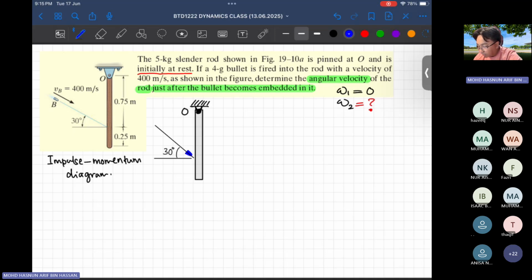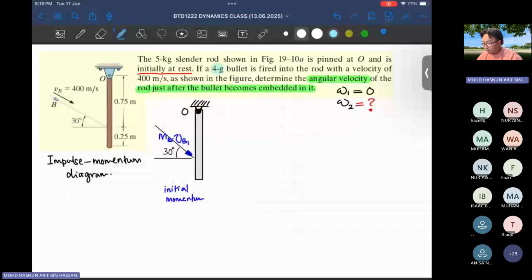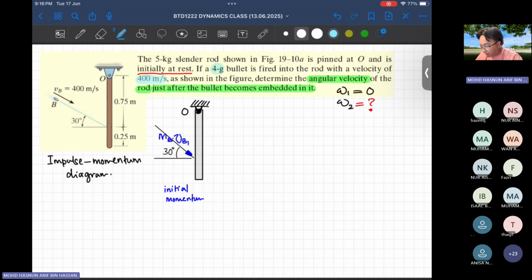So for the bullet, the initial momentum is the mass of the bullet, mb, times vb1. That is the momentum of the bullet. This is the initial momentum. The rod does not have any momentum because it is at rest. The bullet has momentum: mass of the bullet times velocity of the bullet. The mass of the bullet is given here, 4 grams, that is mb. The initial velocity, vb1, is 400 meters per second. So we can calculate mb vb1.